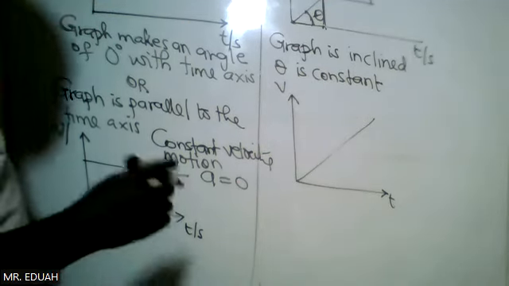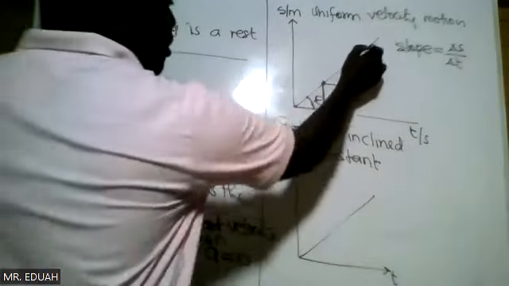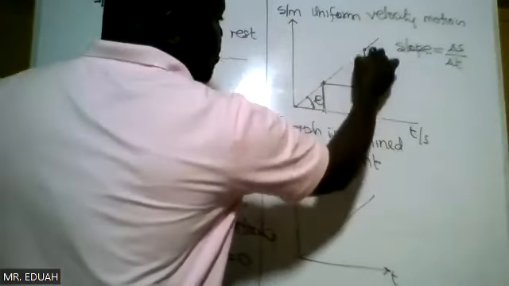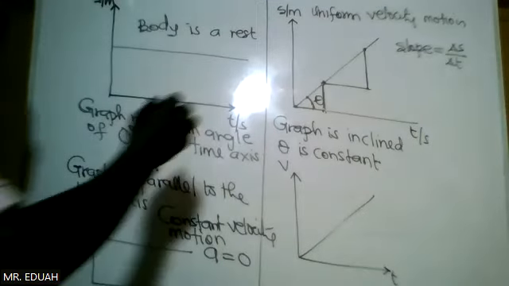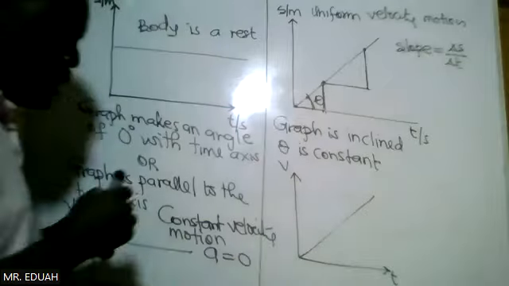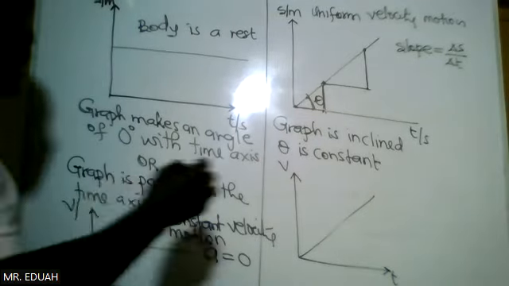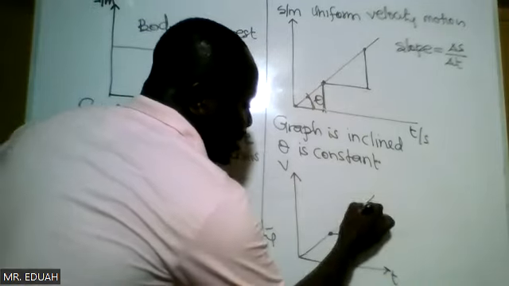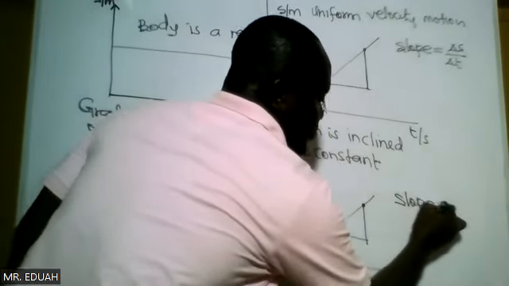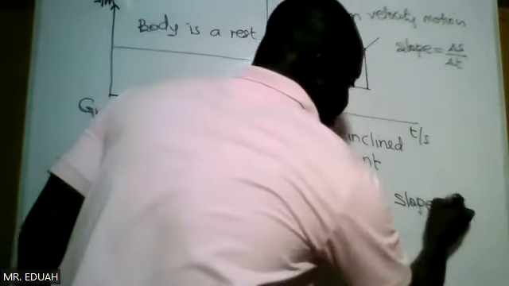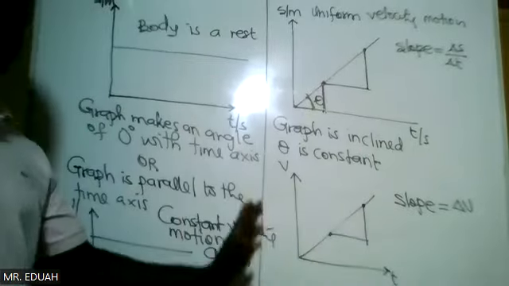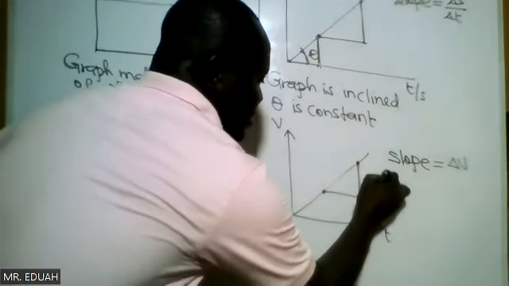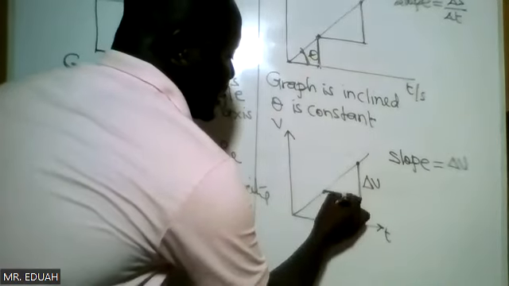Over here, it's similar to this kind of motion. When you find a slope, the slope is uniform. When you pick any two points, you get the same value because this angle is the same. The angle is constant. When you pick any two points on a straight line and determine the slope of a velocity time graph, which is equal to the change in velocity, we mean the change in the vertical, delta V, over the change in the horizontal, which is delta T.